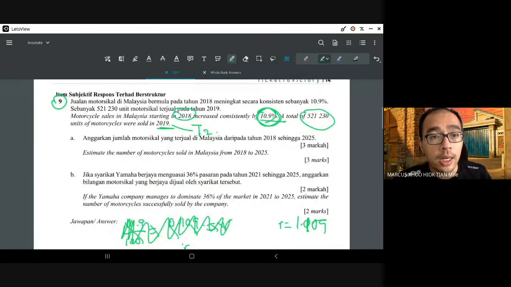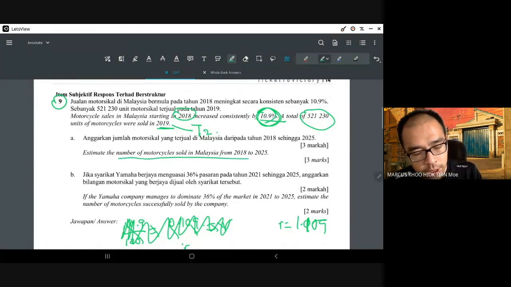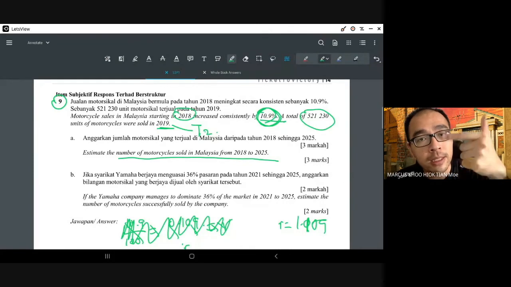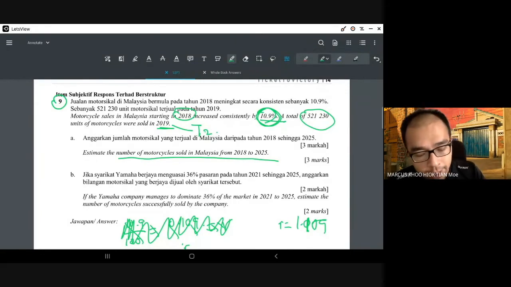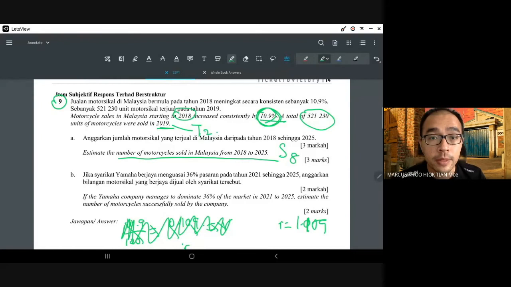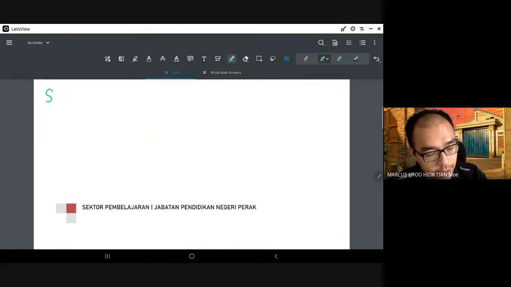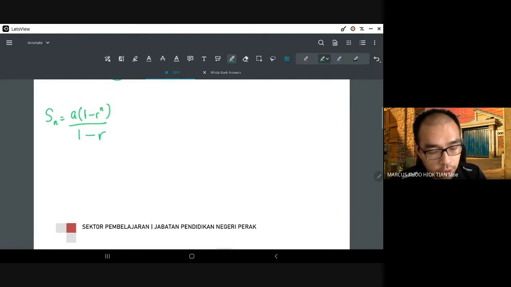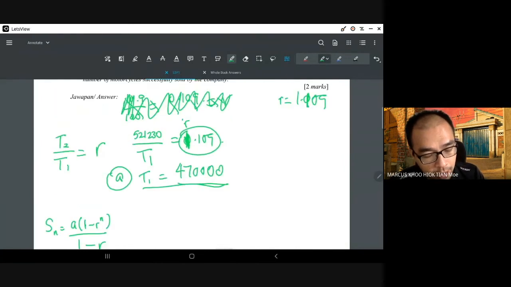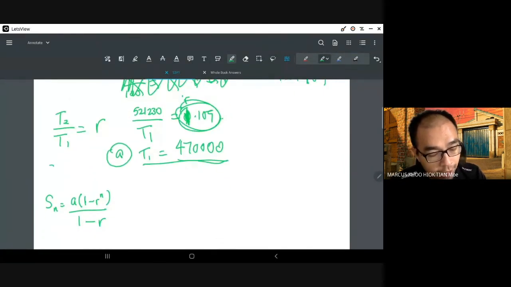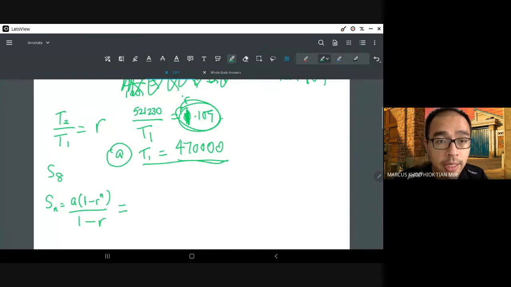Okay. So estimate the number of motorcycles sold in Malaysia from 2018 to 2025. So we have to count the number of years. 2018, 19, 20, 21, 22, 23, 24, 25. So you want to find S8. Okay, the formula for S will be Sn equals A times 1 minus R to the power N over 1 minus R. Now taking into consideration this, the A is this, and the R is 1.109, and you want to find S8. Okay, can you calculate for me what is the S8, please?